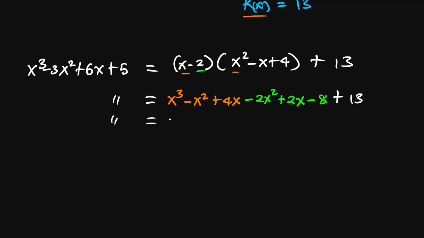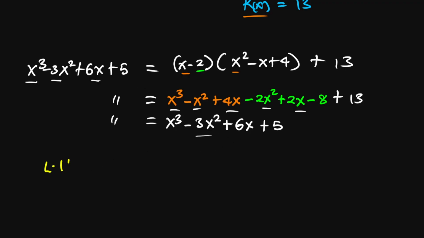This is the same and this is the same. So we have x cubed, we only have one x cubed, so we have x cubed, x squared and x squared, we get negative 3x squared, x to power 1 and x to power 1, we get positive 6x. Then also constants, negative 8 and 13, we get plus 5. Since we have x cubed minus 3x squared plus 6x plus 5, which is the same as this, the left-hand side equals the right-hand side. So our solution is correct.